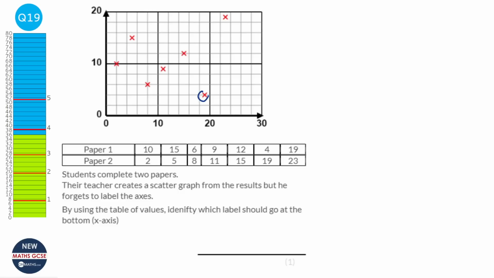So for this question, we just need to pick one of the coordinates. I'm just going to pick this one here. And we just need to work out what the coordinates are. Well, it's going up in 2, so it's going to be 4 on this side. And this is kind of 4.5, so that's going to be 19 there. So we know it's 19 at the bottom and 4 at the side here. So we're going to have a look on our table for a 4 and a 19. We've got a 19 and 23 here. It's got to be a 4 and a 19, which is here. And it shows that the 4 is for paper 1 and the 19 is for paper 2. So our answer will just be paper 2.